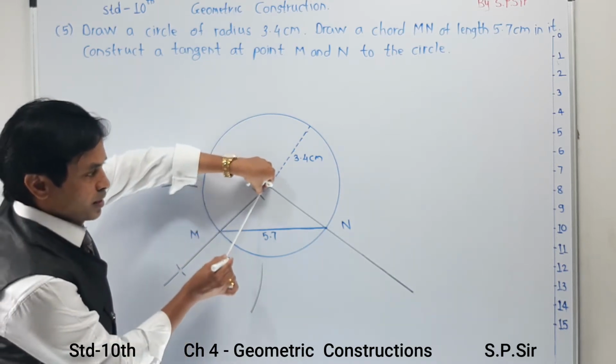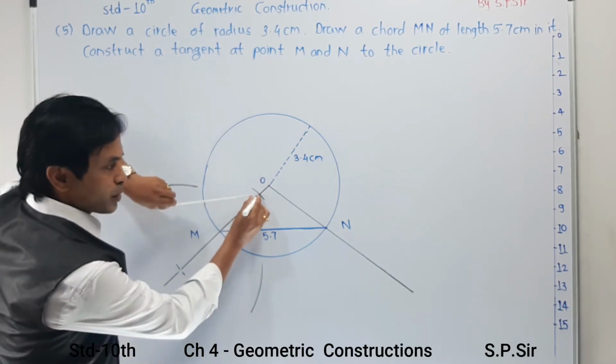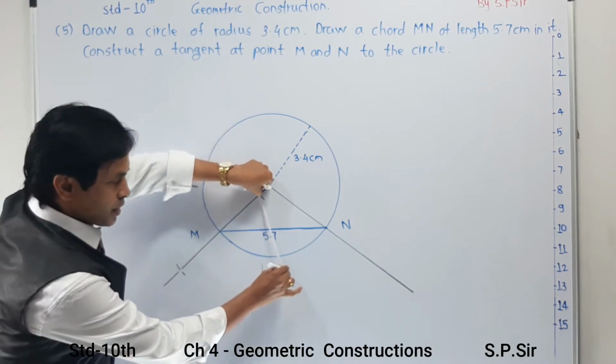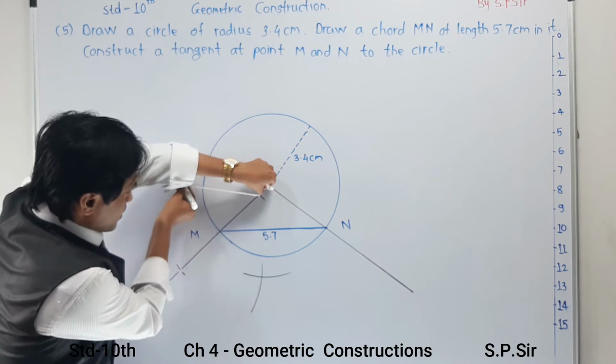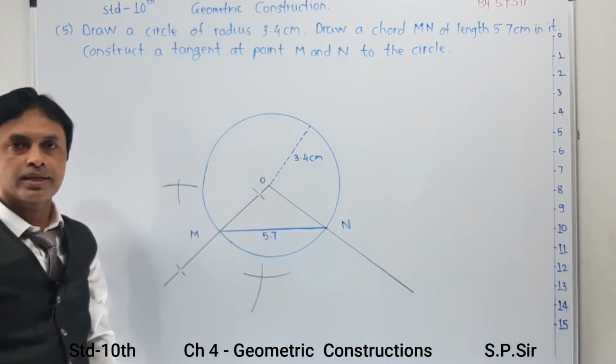Keeping the distance same, you have to now take this point over here, and take the same distance you have taken previously, and make the first arc over here and the second arc over here. And in this way your geometrical part is ready.